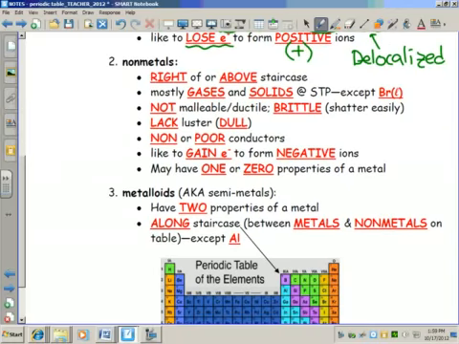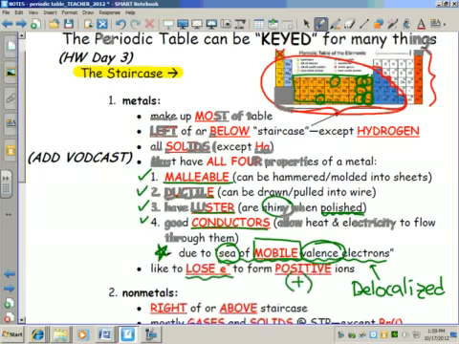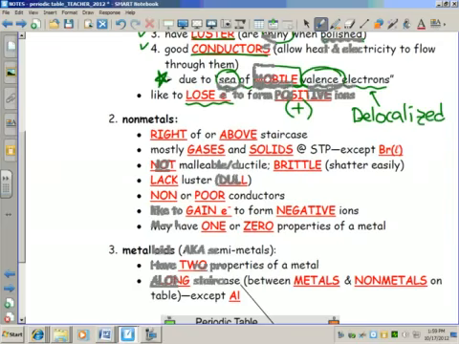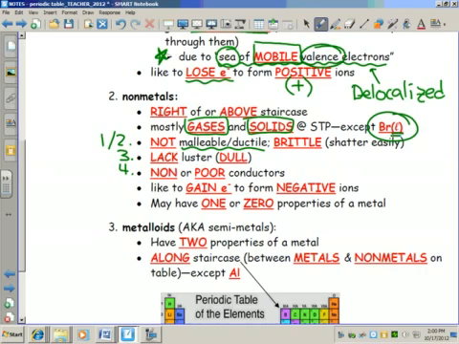Now, the nonmetals are found to the right or above the staircase. These guys up here. And the nonmetals, we could say, have the opposite properties of the metals. We'll combine 1 and 2 here. Property 3, property 4, we sort of put malleable and ductile together. These guys aren't malleable. They're mostly gases and solids. Their exception is bromine, and that's a liquid.